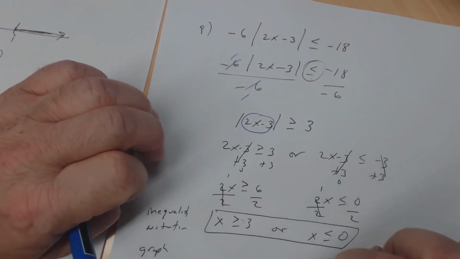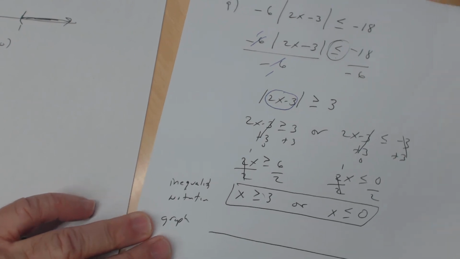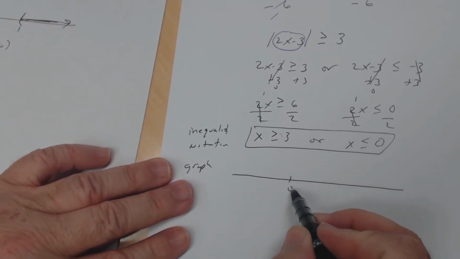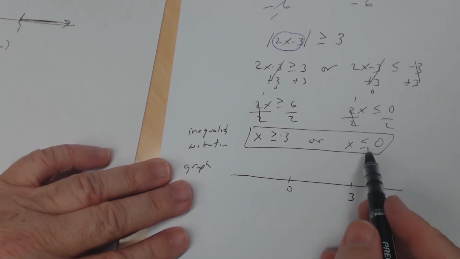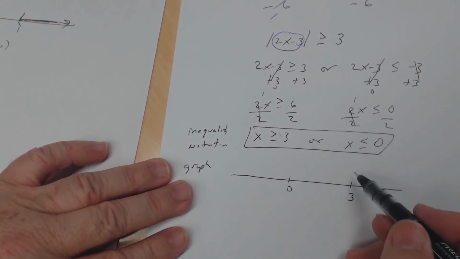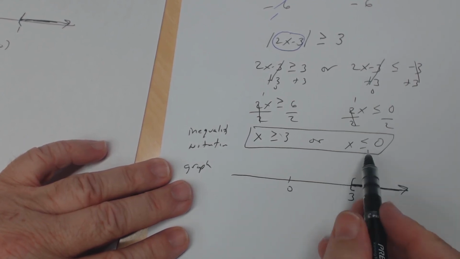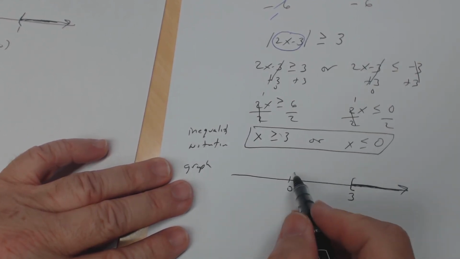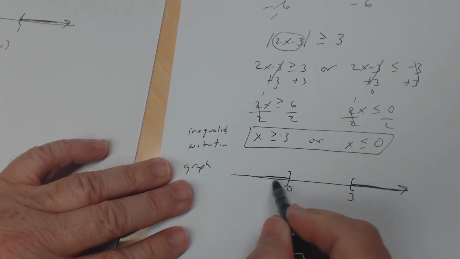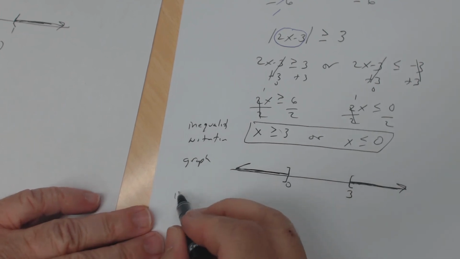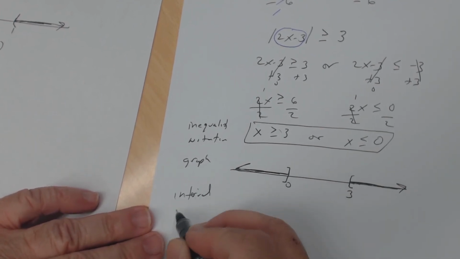Okay, so the graph, remember you're going to put 0 first, the smaller number, and then 3. So this says that x has to be bigger than or equal to 3, so right here, pointing to the right. This says x has to be less than or equal to 0, pointing to the left. There's your graph. Notice two separate graphs. And then the interval notation.